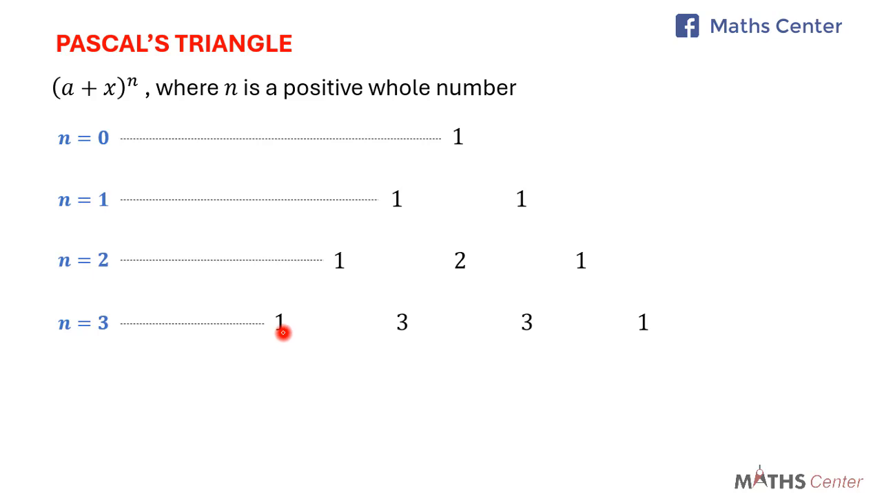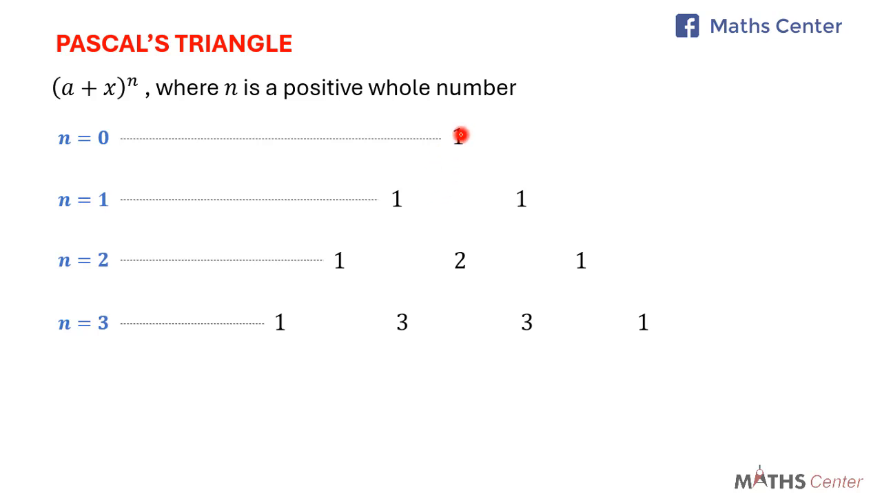If the exponent is 3, that is, if n is 3, then the binomial expansion will have 4 terms. The coefficient of the first term will be 1. The coefficient of the second term will be 3. The coefficient of the third term will be 3. And the coefficient of the last term will be 1. Now you can see that there is a pattern developing here. Let's look at it carefully.